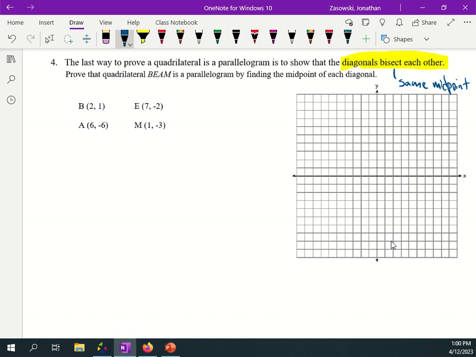All right, now if we graph these points for ourselves real quick, okay? So the point 2, 1, 3, 4, 5, 6, negative 6, 7, negative 2, and 1, negative 3. We get BEAM here when we're going around in a circle. We can draw and connect those points together.